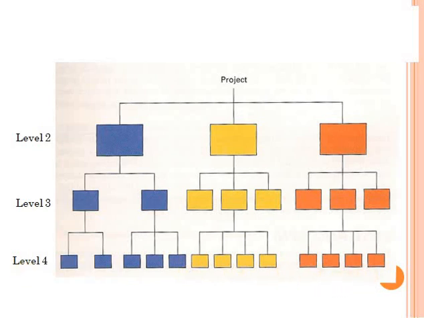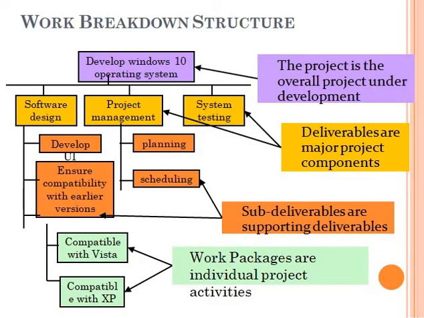Now let's see an example of a work breakdown structure related to developing the Windows 10 operating system. So this is my project. Okay, now what will be the main tasks that I have in this project? We can refer to the main tasks as the deliverables. What will you deliver for this project? So we have the software design, project management, system testing. You see, all these are with the same color, so this means that they are on the same level. Okay, this is the first level, this is the second level.